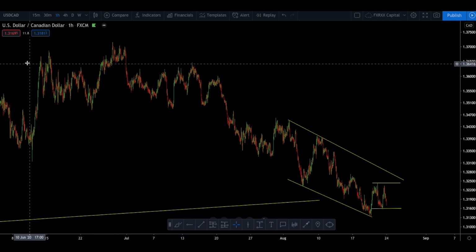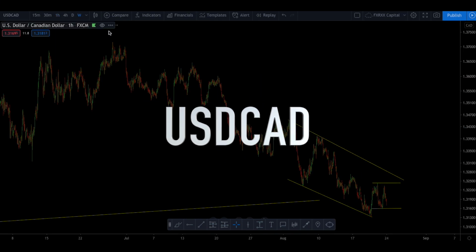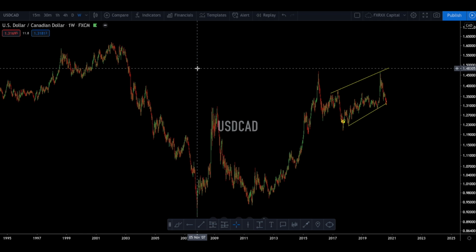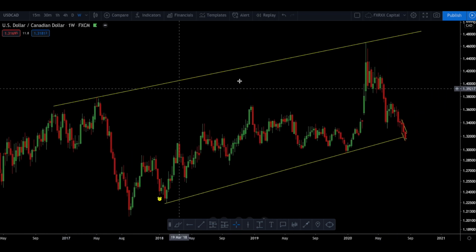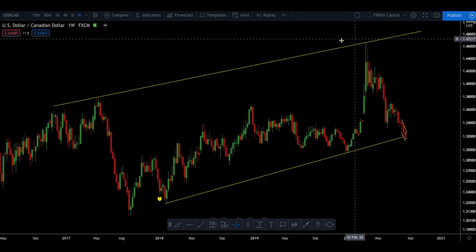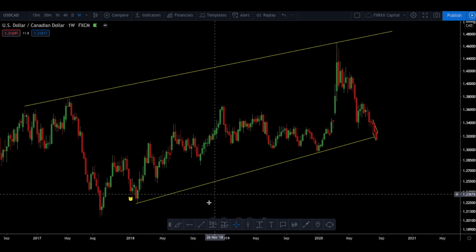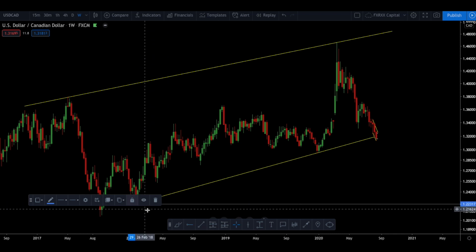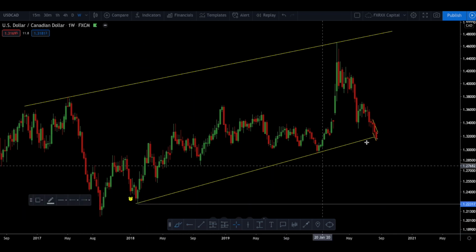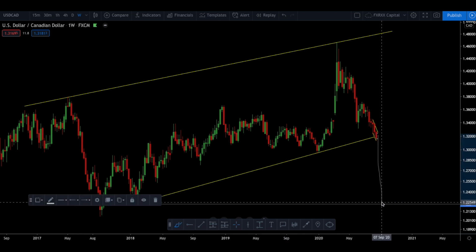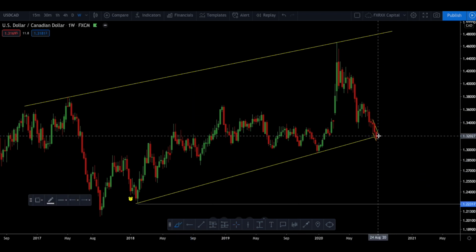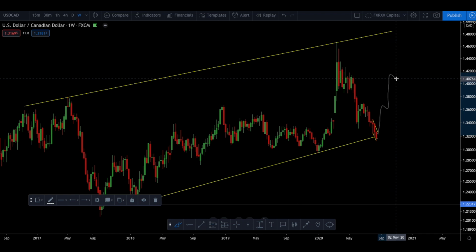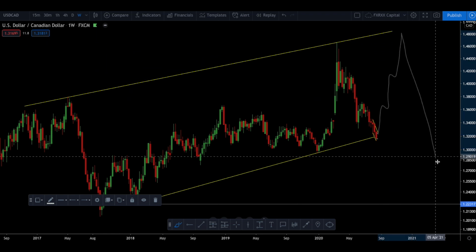Next pair we move to USD CAD. On this pair we are at the beginning of a high probability structure. If you zoom out, you understand this is a bigger ascending channel. There's a possibility price moves downward. However, if we understand price structure, price is able to create another third touch from here and sell off from here.